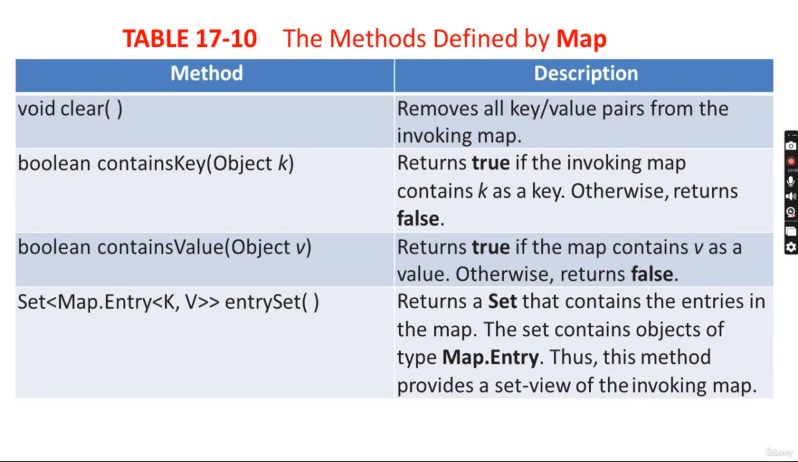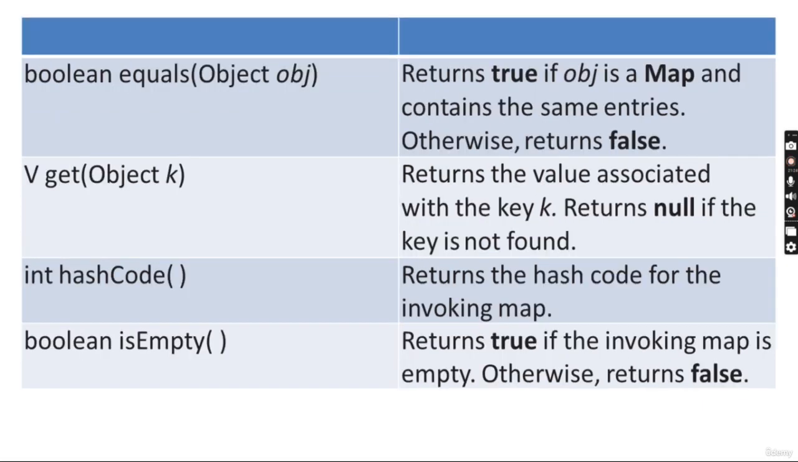Now, methods defined by Map. void clear() removes all key-value pairs from the invoking map. boolean containsKey(Object k) returns true if the invoking map contains k as a key, otherwise returns false. boolean containsValue(Object v) returns true if the map contains v as a value, otherwise it returns false. Set<Map.Entry<K, V>> entrySet() returns a set that contains the entries in the map. The set contains objects of type Map.Entry. Thus, this method provides a set view of the invoking map.